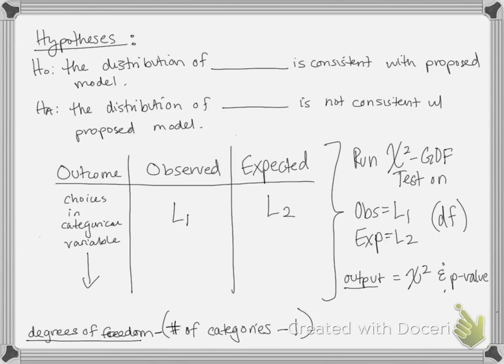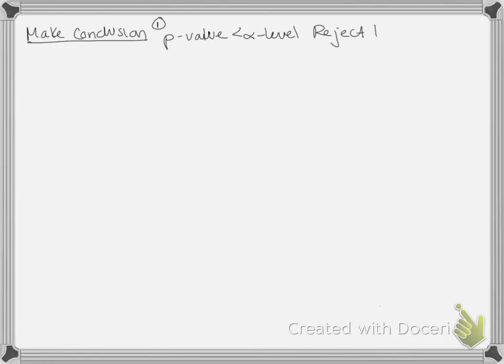I'm going to a new slide just to talk about what the conditions for this are, okay? So remember, right now we'd compare our p-value to our alpha level and make a conclusion based on that. So we'd still make conclusions the same way that we always have, right? If the p-value is less than the alpha level, we reject the null.